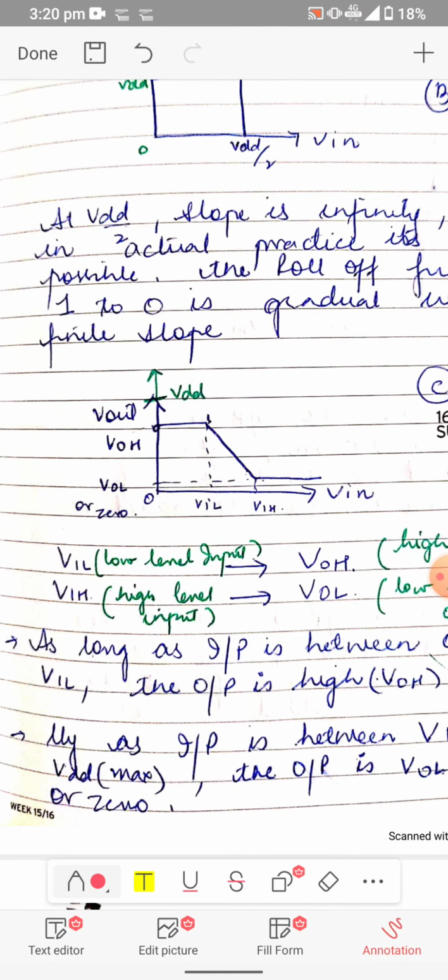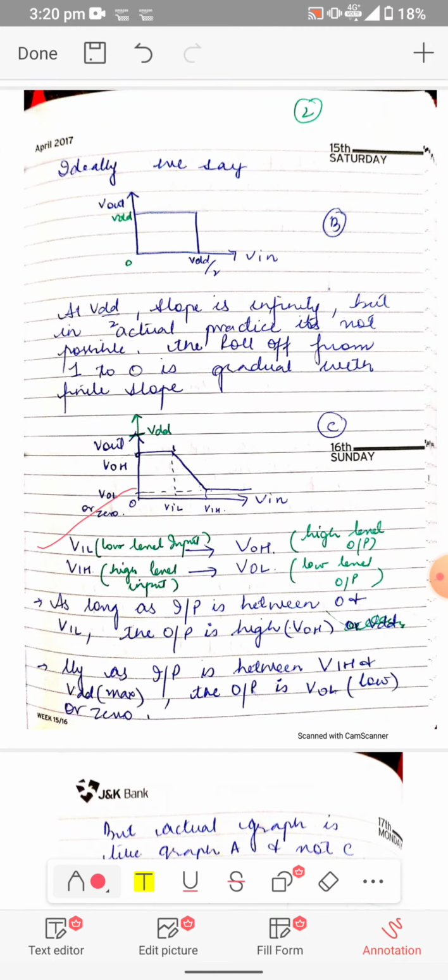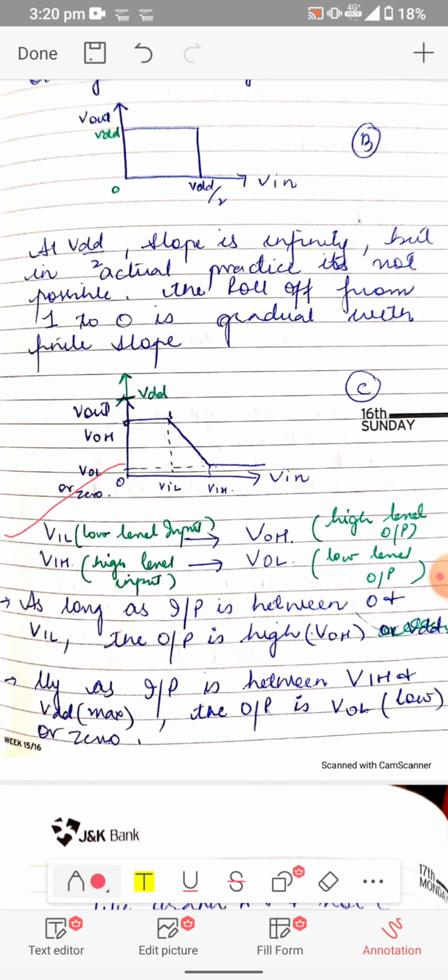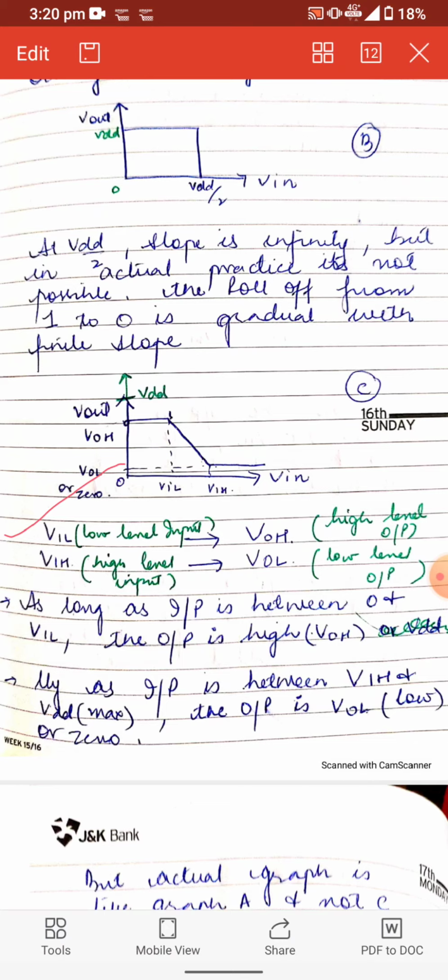Okay, so here I have written what these terms mean. VIL is the low level input corresponding to which we have a high level output, because this is an inverter. What does an inverter give? For a low level input it gives us a high level output. So as long as your low level input is up to VIL, the output will be maintained at high.